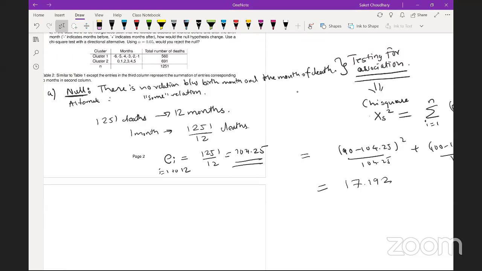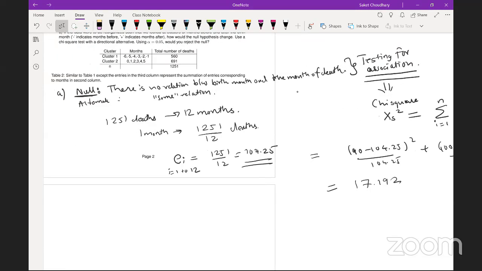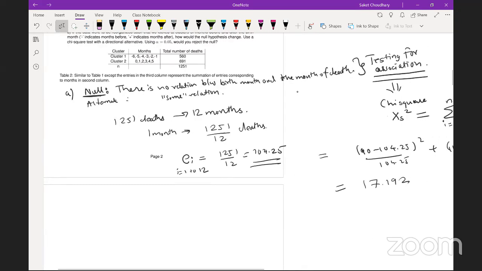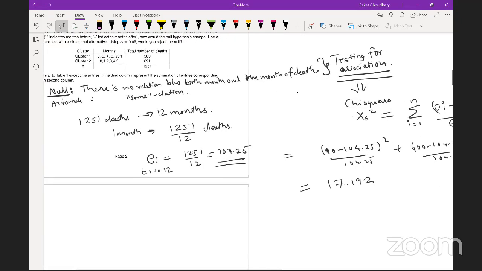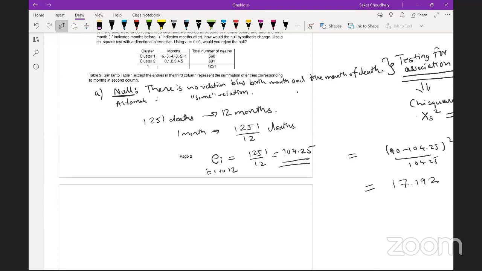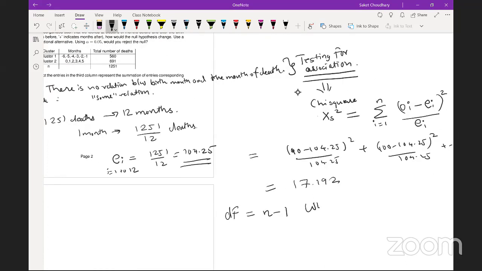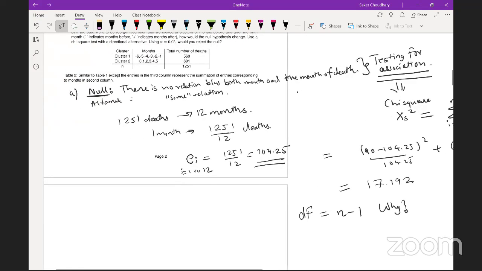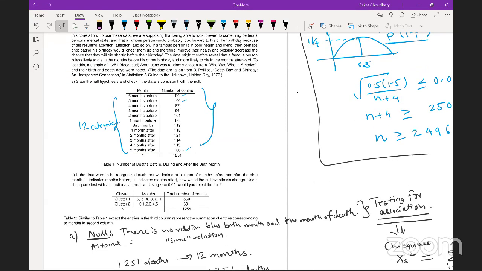But that information by itself is not really useful, because we also need, just like we did in the case of the t-test, something called the degrees of freedom. The degrees of freedom for a chi-square test is essentially n minus 1. Why? Whenever you're testing for association, you have, let's say, n categories, and these n categories were the 12 months that you had access to.